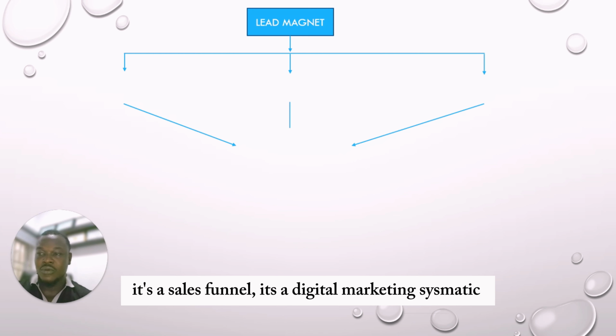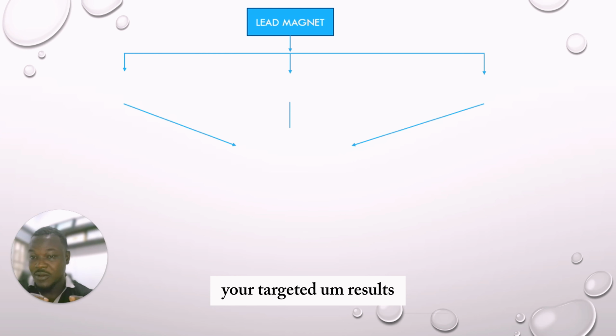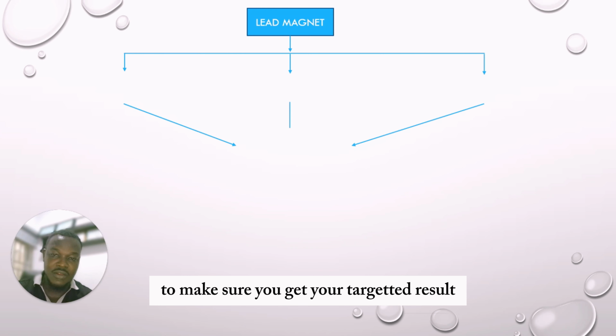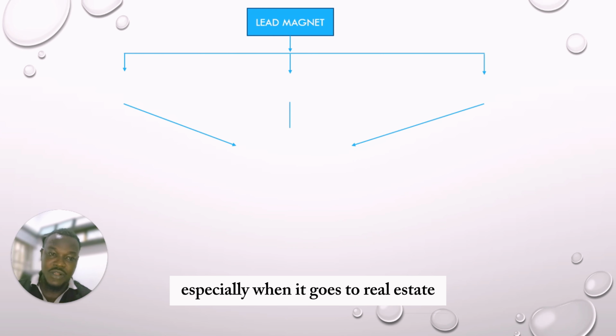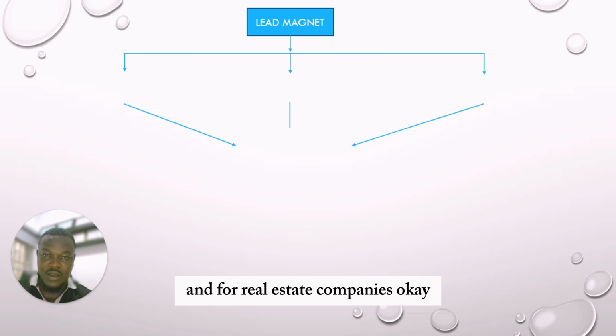So to make this happen, of course, it's a strategy. It's a sales funnel. It's a digital marketing systematic strategy you need to apply to make sure you get your targeted results, especially when it comes to real estate. So this particular plan is for realtors and real estate companies.